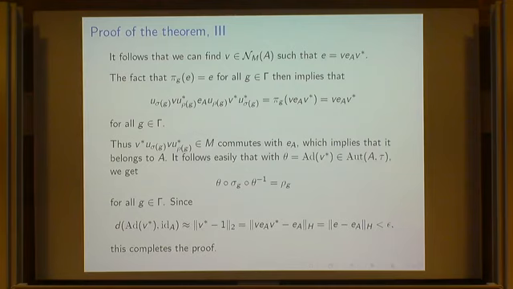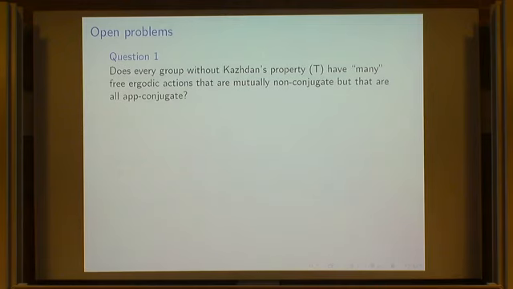So I wanted to end with some open problems, on a lighter note. The proposition and the theorem that I mentioned both raise the question of whether every group without Kazhdan's property T has many free ergodic actions that are non-conjugate but still approximately conjugate. If you could show that every group without property T has two such actions, then we would get a characterization of property T. That's one open question.